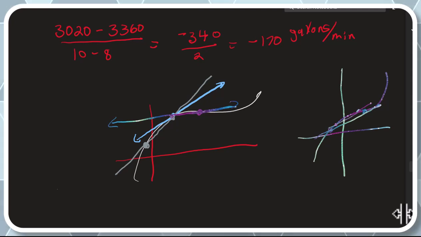In this particular one, we just have 2 points. The average of 2 points is the number in the middle of them. We had negative 180 gallons per minute and negative 170 gallons per minute, so the average of those is negative 175 gallons per minute.